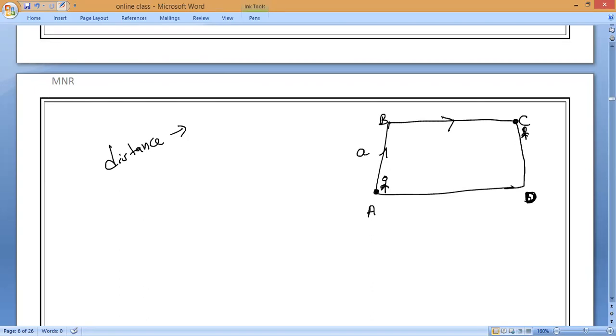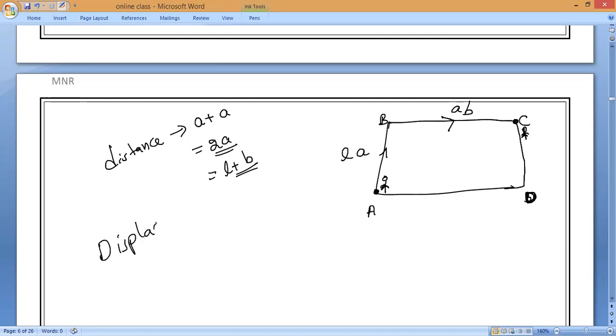Let me take this side as A and this side is also A. Now, what is the distance? The distance traveled by the body is A plus A, which equals 2A. Is it okay, guys? If it is a rectangle, with this as the length and this as the breadth, then the distance is equal to L plus B. Understand?